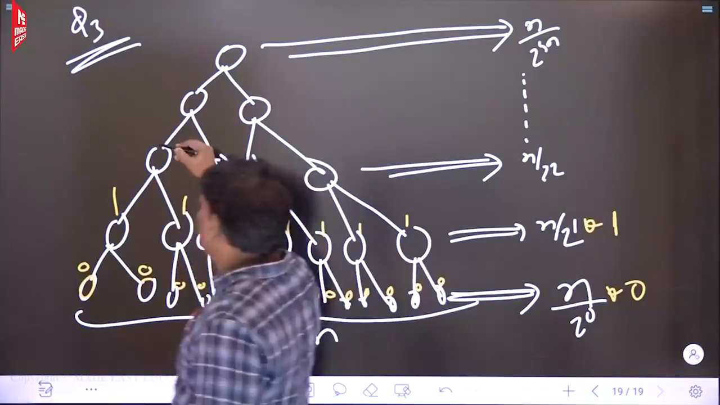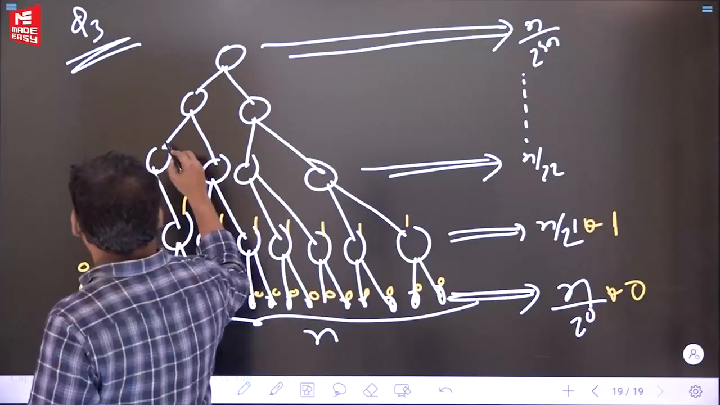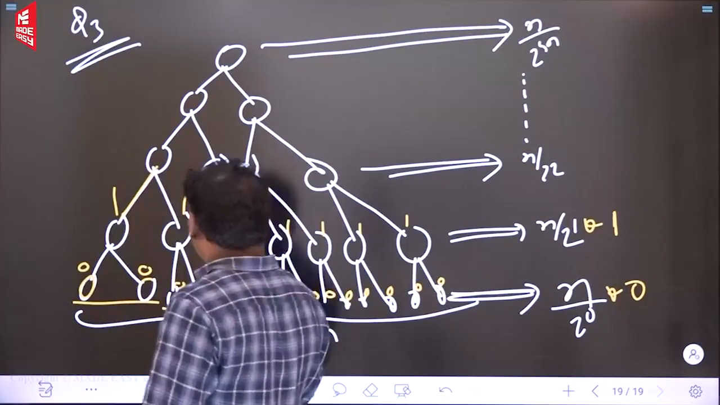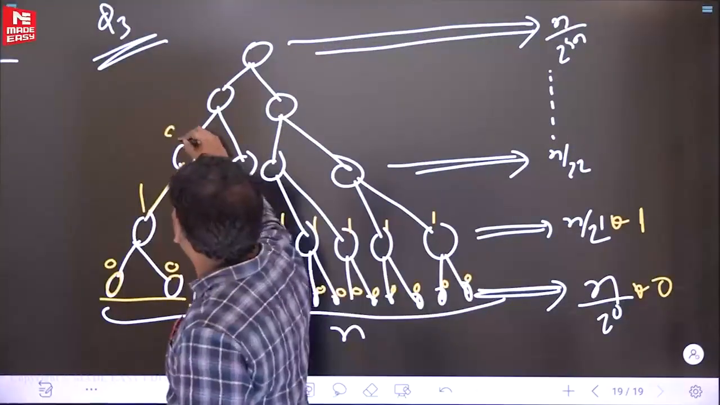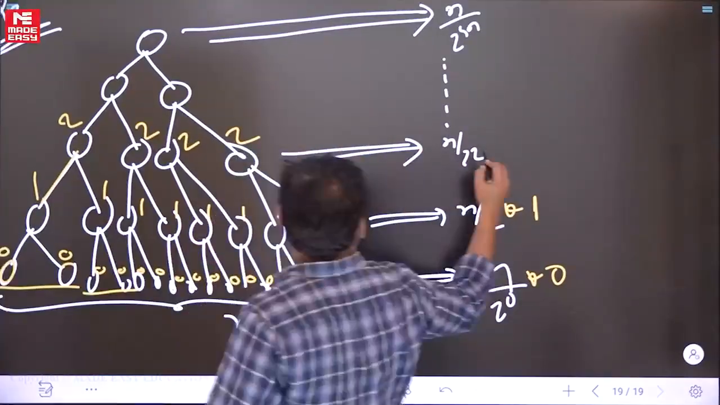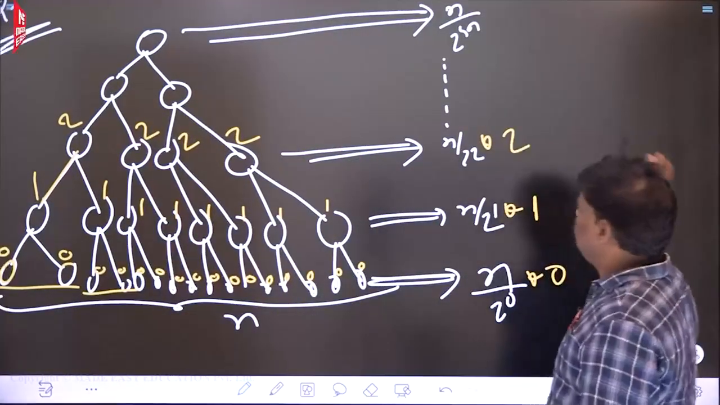Again here g of x, what is the answer? Minimum of the number of leaf nodes in the left and right. Left number of leaf nodes 2, right number of leaf nodes 2. Minimum is 2. Same thing will happen everywhere. It is also 2. Finally, n by 2 square nodes into 2.